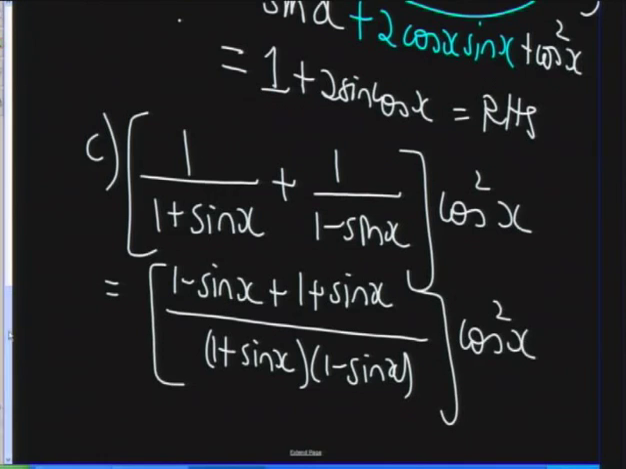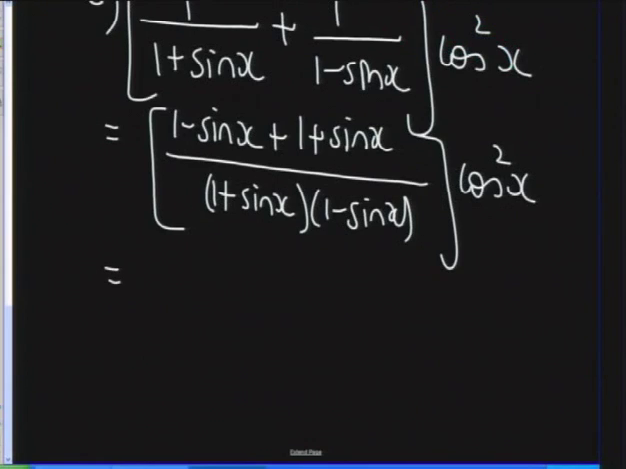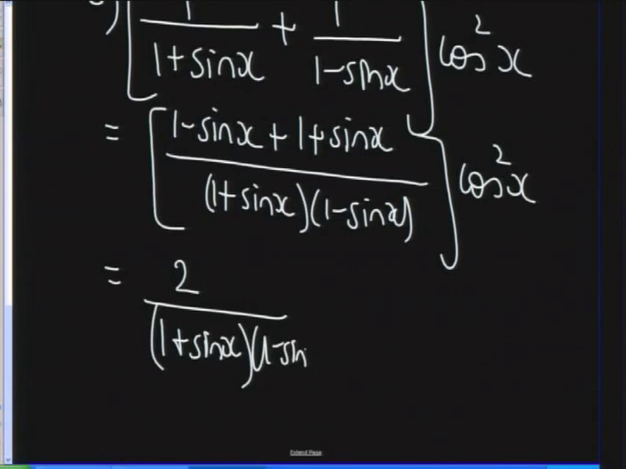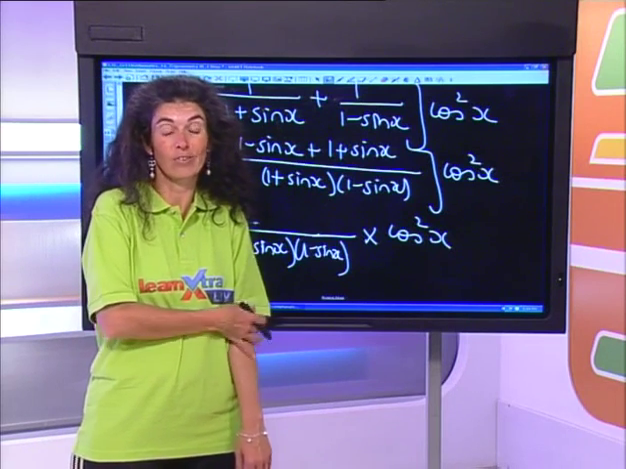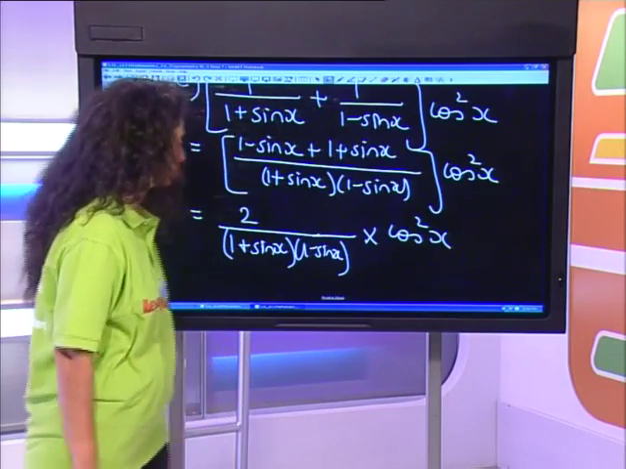So we now get that minus sine plus sine is 0, and 1 plus 1 is 2, and we get this 1 plus sine x multiplied by 1 minus sine x. Okay, and we're going to multiply it by cos squared x. Now you have a choice. There are quite a lot of choices here. It doesn't matter which one you take. It's not going to make anything longer or shorter.